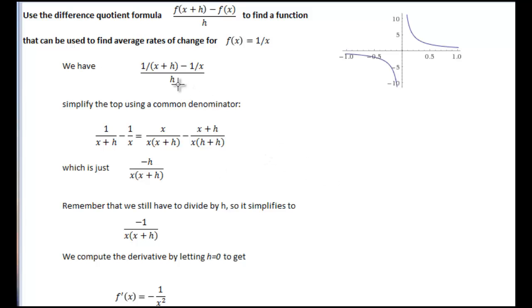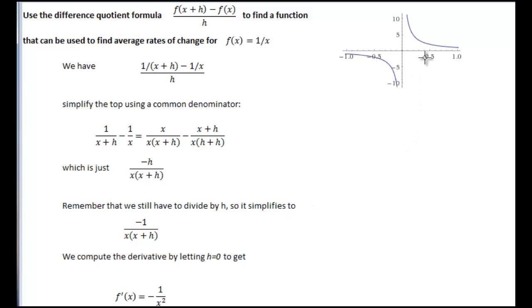So after we get done canceling, doing the algebra, we have a simpler formula. Now remember, this was just the top part of the big fraction here. So I'm going to take my result and divide it by h. And when I do that, this h is going to turn into a 1. It's going to be canceled out. So after doing all that work, what we end up with is minus 1 over x times x plus h. That is the formula that gives us the slope, the average rate of change over an interval.